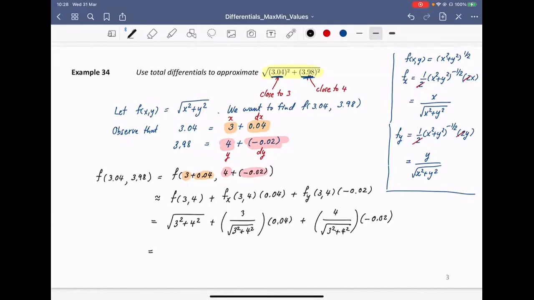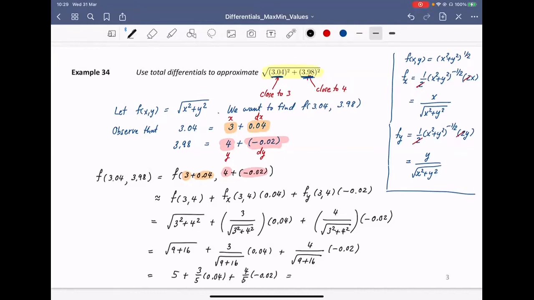Here you're going to get square root 9 plus 16, right? Here you're going to get 3 over square root 9 plus 16, and here you're going to get 4 over square root 9 plus 16, and then negative 0.02. Well, square root 25 is 5, so this is 3 over 5 times 0.04, and this is 4 over 5 times negative 0.02. All right, and at the end, when you compute this, you're going to get 5.008. Without using a calculator, you can compute this.